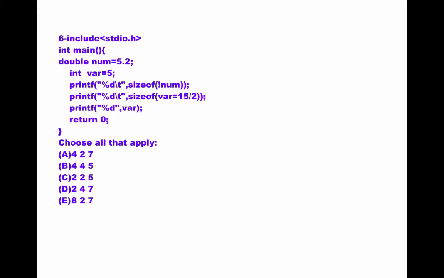The sixth question is about how sizeof works. We have here a logical not, and after this there's a num, which is a double. And we have here a var, which is an integer, and we have here another var, which is an integer. So the first one is a big trick, and let's break it down.